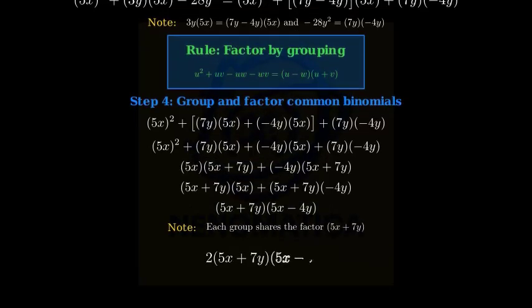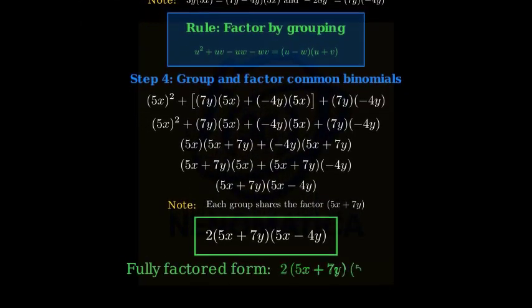Don't forget to include the common factor of 2 that we factored out in step 1. Our final answer is 2 times (5x plus 7y) times (5x minus 4y).